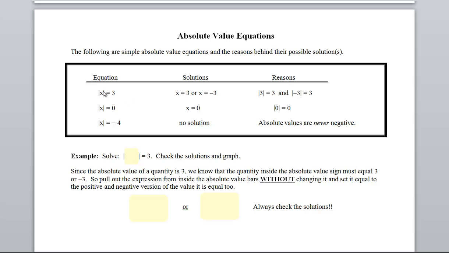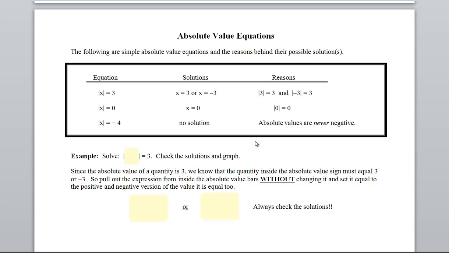So if I have an absolute value of an expression equals a positive number, then more than likely I'm going to have two answers. If the absolute value of x is equal to 0, my only possibility is that the inside part is equal to 0, since the absolute value of 0 equals 0. If I have the absolute value of an expression equals a negative value, we have no solution. This goes against the definition of absolute value, because absolute value is technically asking how far this thing is from 0. It's a distance. Distance is positive.